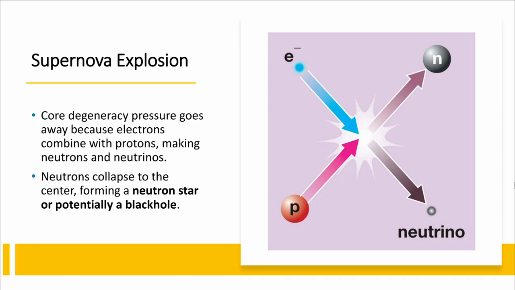And so depending on the mass that you have in your star, what's left over might be what we call a neutron star, so the core of a star made completely out of neutrons, or if there's enough mass, everything might collapse into a black hole. And we'll have a whole lecture on black holes next week.